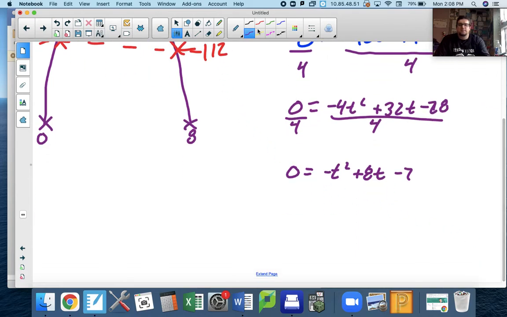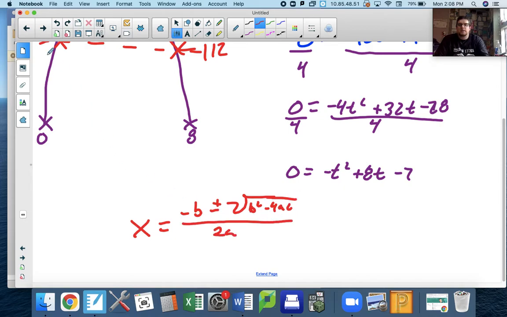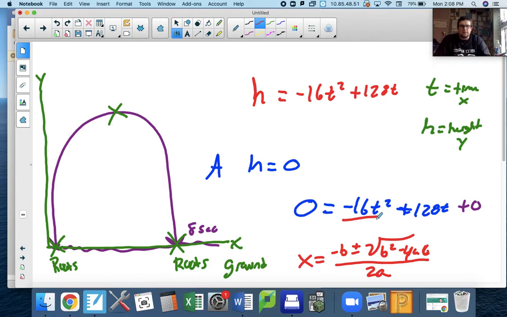From here, all we have to do is plug it into our quadratic formula. If you're wondering, could we have simplified the first problem that we did today, this one? Yes, you could have divided everything by 16 and made the numbers 16 times smaller. So always be checking to see if you can simplify your problems.